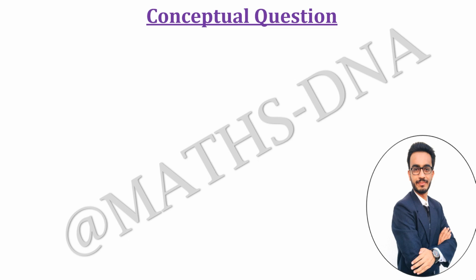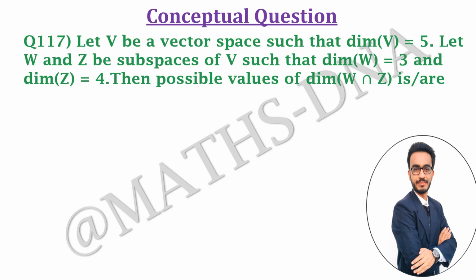In this video, we are going to discuss a question of linear algebra on vector spaces. The question is: let V be a vector space such that dimension of V is equal to 5, and let W and Z be subspaces of V such that dimension of W is equal to 3 and dimension of Z is equal to 4. Then the possible values of dimension of W intersection Z are?